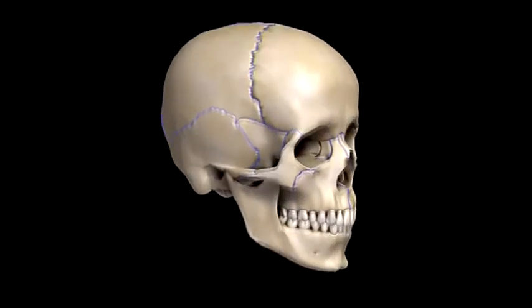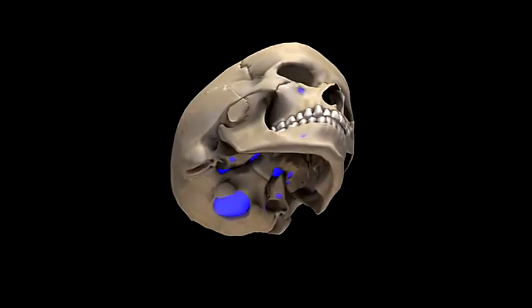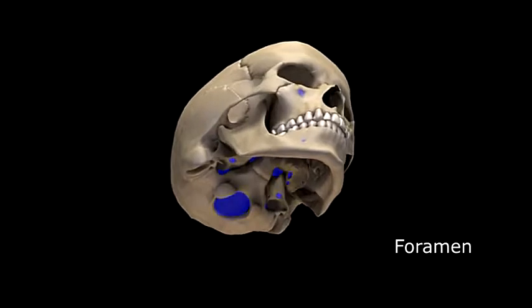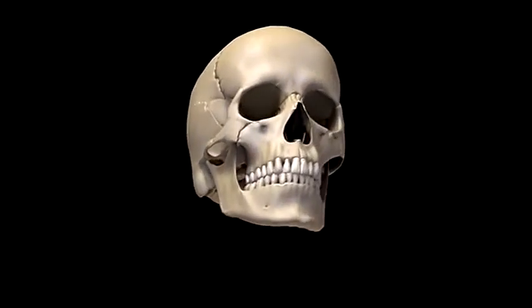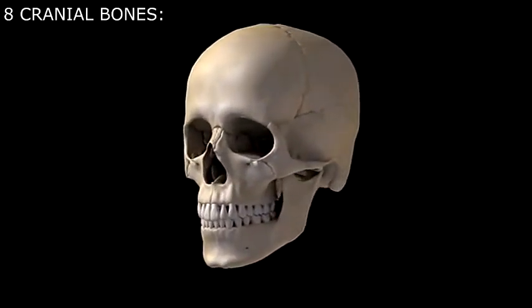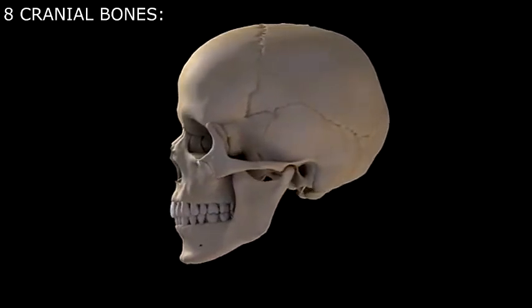Throughout the skull, there are holes or openings for the passage of blood vessels like arteries and veins, and also nerves. These openings are called foramens. Now let us see the names of 8 cranial bones.